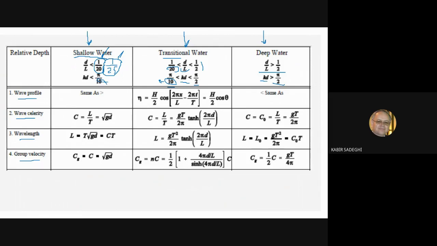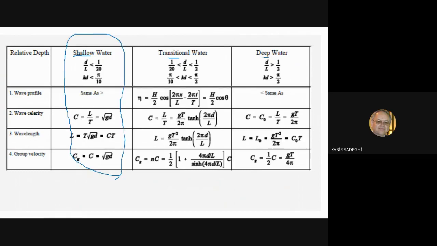Therefore, in summary, these are the different water depths: shallow, transitional, and deep water. For each condition, we have different formulas. When we use deep water, we use 0 here as suffix. In deep water, actually, the C converts to C0, L converts to L0, and so on. And between these two cases, we have transitional water, and the relations are concerned with them.